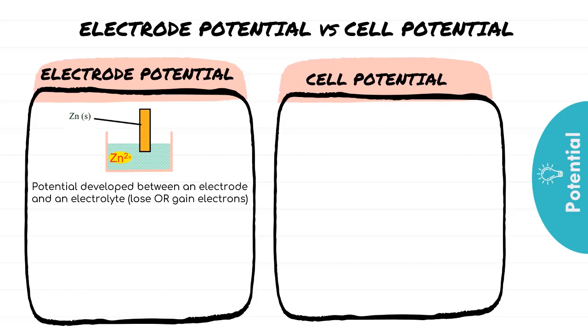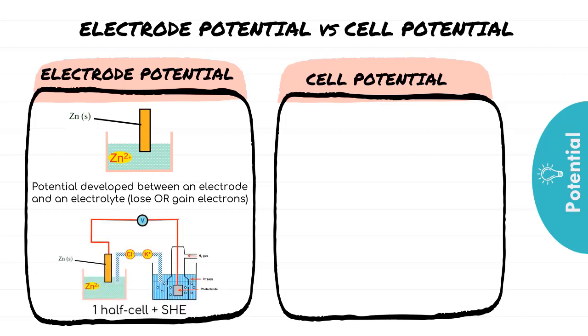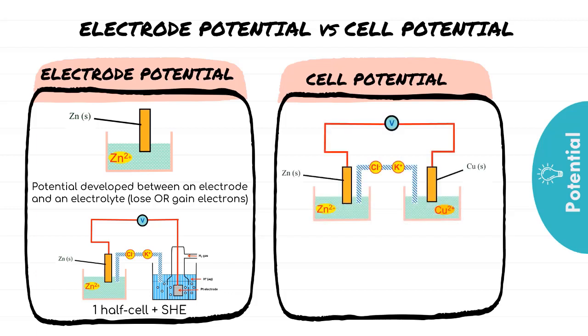It is impossible to determine electrode potential by depending on only one half cell, as there must be two half cells in a cell. Therefore, electrode potential is determined by pairing up with the standard hydrogen electrode, SHE. For combinations of two half cells, where one electrode loses electrons while the other electrode gains electrons, the potential developed by these two cells is known as cell potential. Cell potentials can be determined by using a voltaic cell.